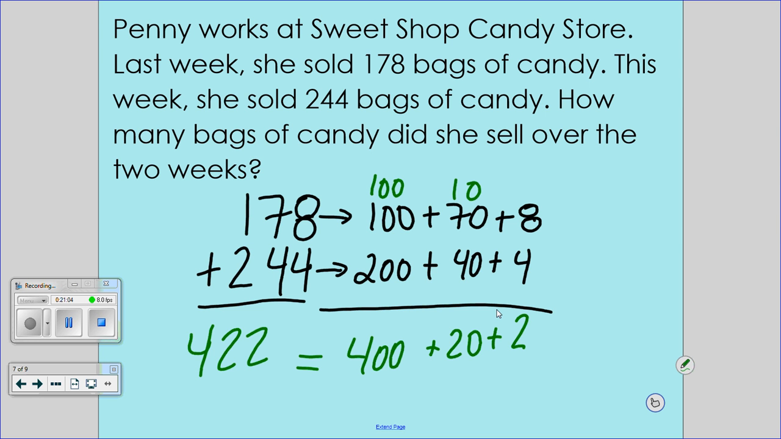This way is way faster than base 10 drawing. Yes? We like it? We like way faster? Yeah. Sure. Alright, let's keep rolling. We're on a roll.